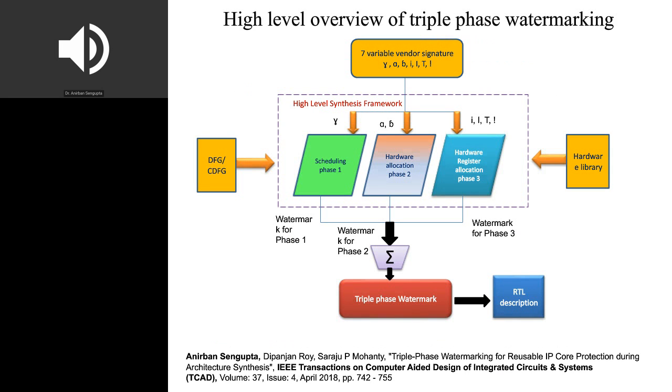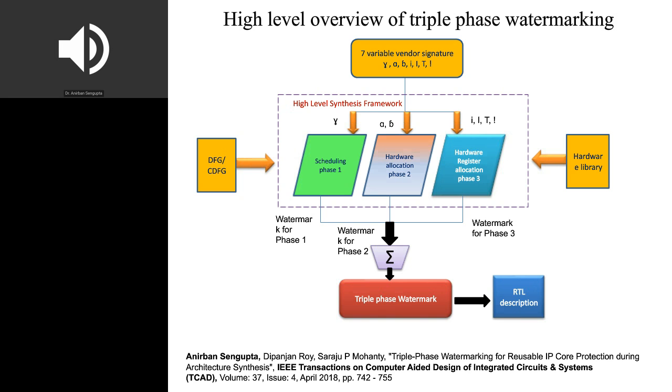So one of the other classes of IP security or IP core protection algorithm is known as triple phase watermarking. Here what happens is we use a 7-variable encoding, and here the secret constraints are actually implanted into 3 different phases of electronic system level synthesis design.